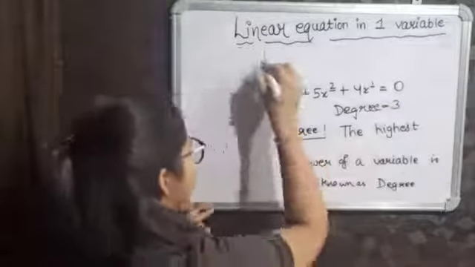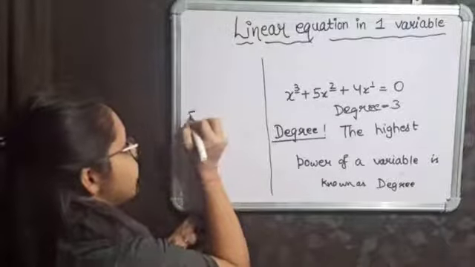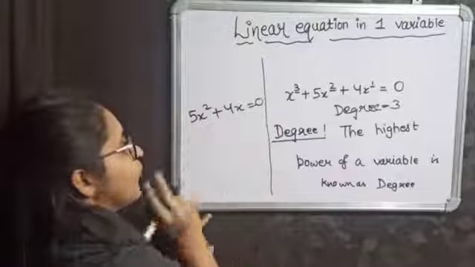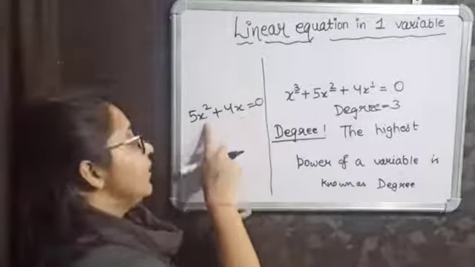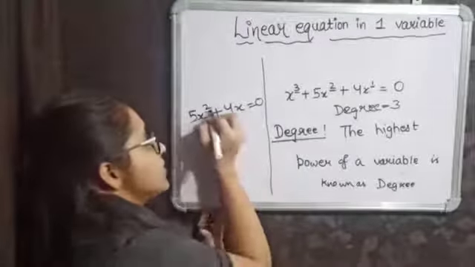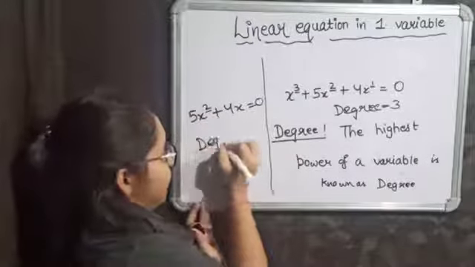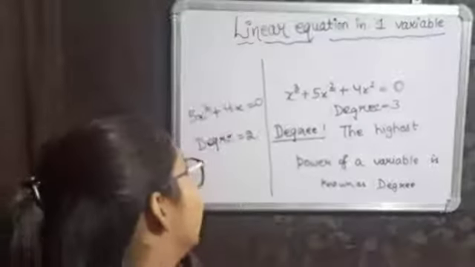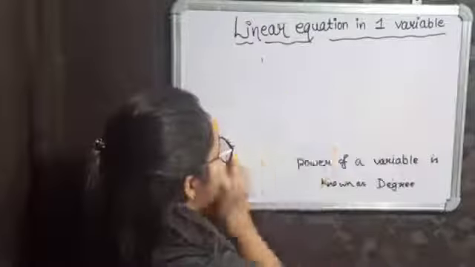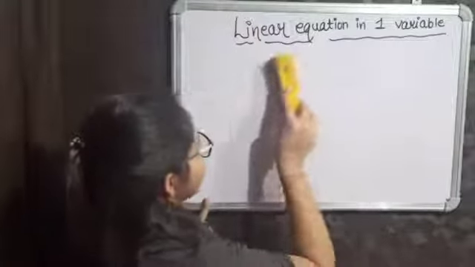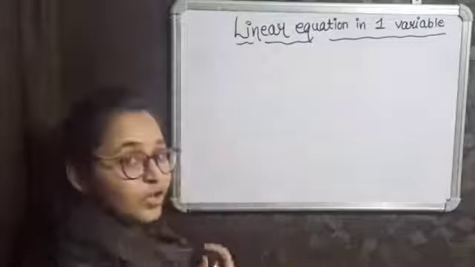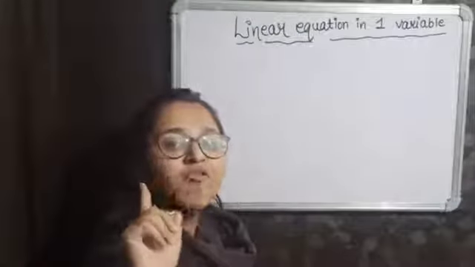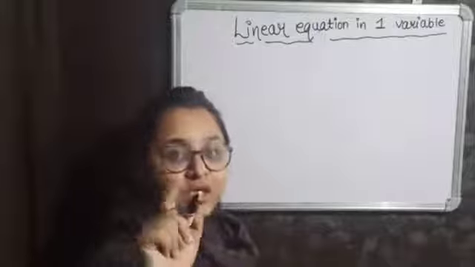Now let's come to another example. If I take 5x square plus 4x is equal to 0, then tell me the degree. Degree will be the highest power and the highest power is 2. So the degree will be 2. It means I can say that the degree of a linear equation is equal to 1. Why 1? Because the highest power of the variable in a linear equation is 1.